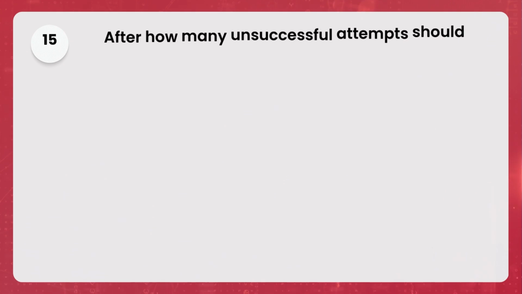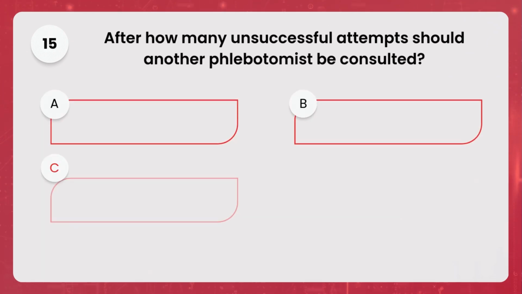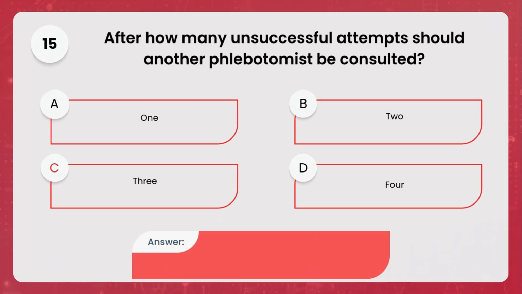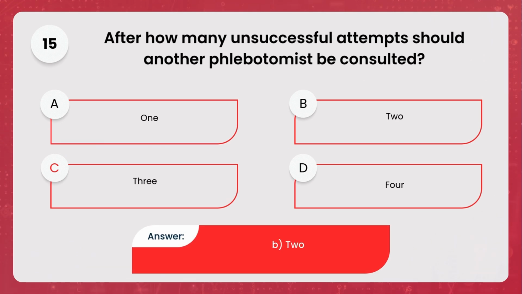Number 15. After how many unsuccessful attempts should another phlebotomist be consulted? A, 1, B, 2, C, 3, or D, 4? The answer is B, 2.